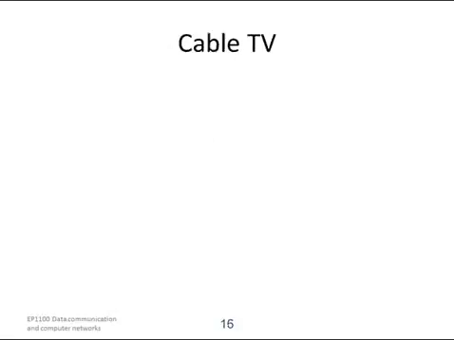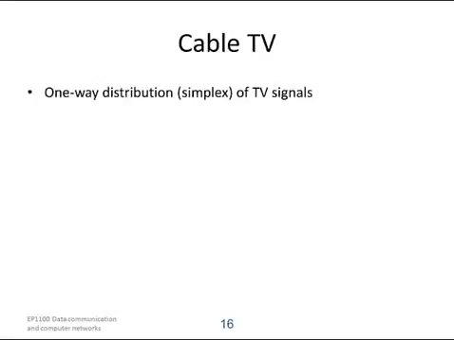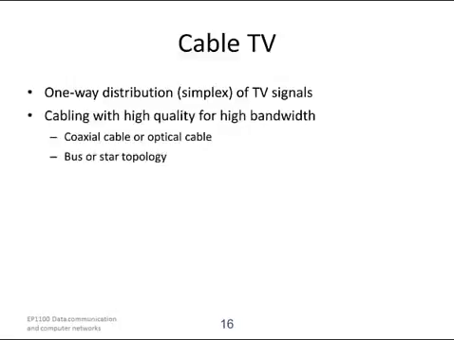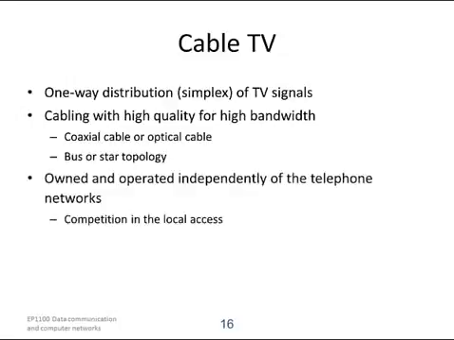The second example is cable television networks. These are regional or national networks for the distribution of television signals. The cabling is of very high quality for very high bandwidths, such as coaxial cable or optical cable. The topology is a bus or a star. These networks are owned and operated independently of telephone networks, and they provide competition in the local access to homes and to businesses.